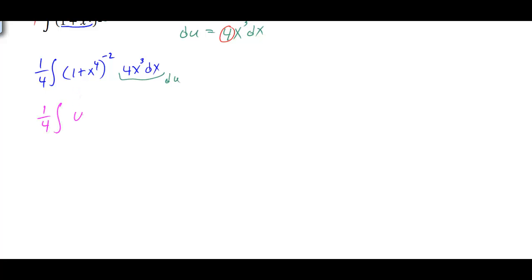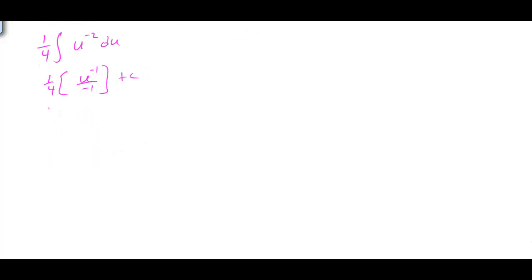So we would have u to the -2 du. And you can see that it's going to be a very simple integration again. So it's going to be 1/4 multiplied by u to the -1 divided by -1 plus c. And to simplify this a little bit, I would like to make our u to the -1 a positive exponent. So we would have 1/4 times -1 over u to the first plus c.